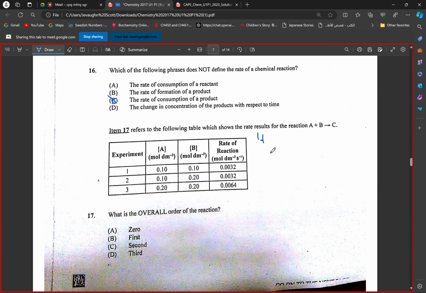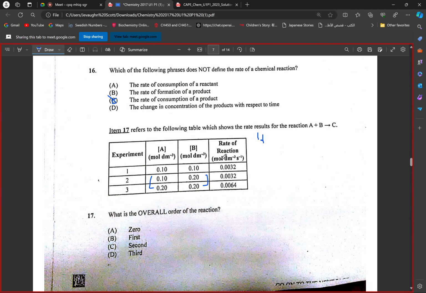A is first order because 20 divided by 10 is 2, and 64 divided by 32 is 2. As the concentration doubles, the rate doubles, it's a 1-to-1 ratio, so it would be first order for A. So how do we determine the order for A though? We keep B constant when A changes, right? That's how we get the first order for A.